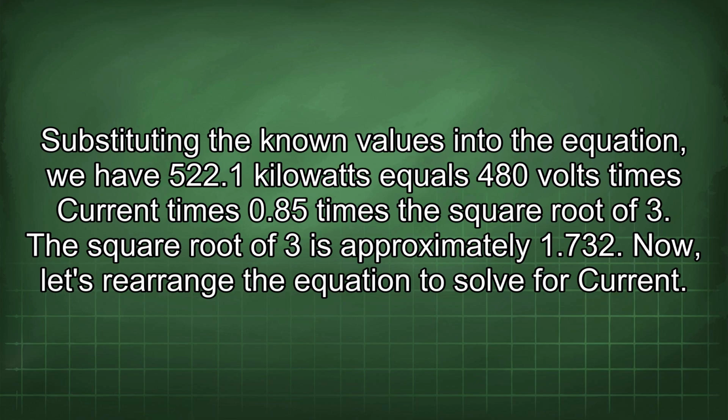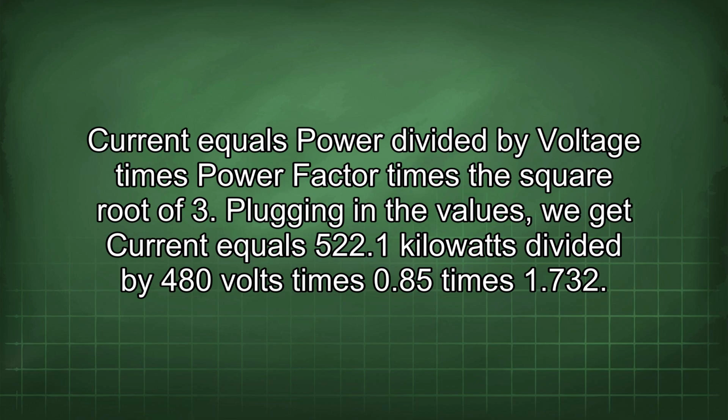Substituting the known values into the equation, we have 522.1 kilowatts equals 480 volts times current times 0.85 times the square root of 3. The square root of 3 is approximately 1.732. Now let's rearrange the equation to solve for current. Current equals power divided by voltage times power factor times the square root of 3. Plugging in the values, we get current equals 522.1 kilowatts divided by 480 volts times 0.85 times 1.732.